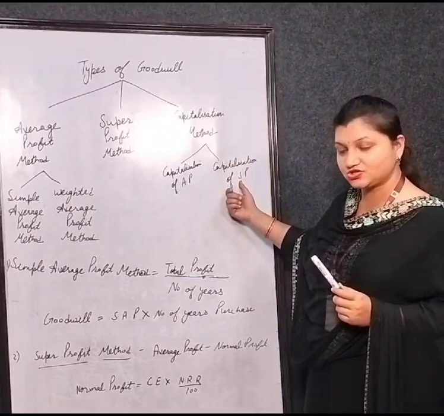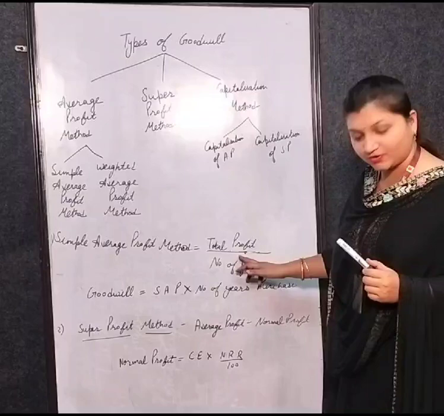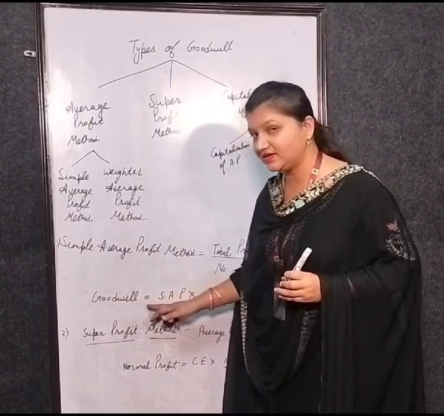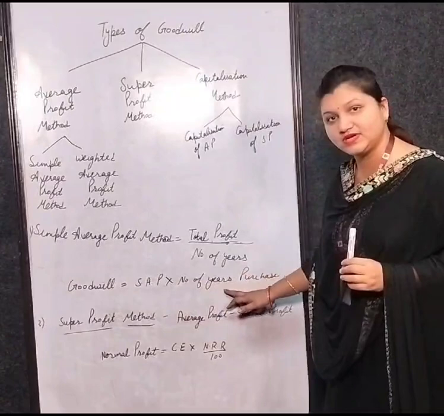Simple average profit method formula is total profits divided by number of years. And we calculate goodwill is equal to simple average profit multiplied by number of years purchased.